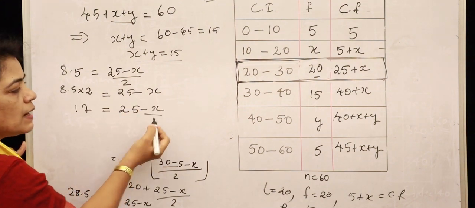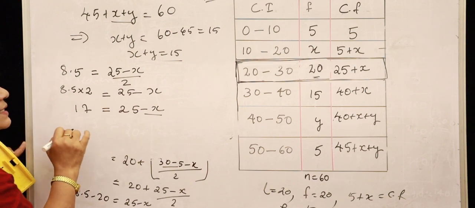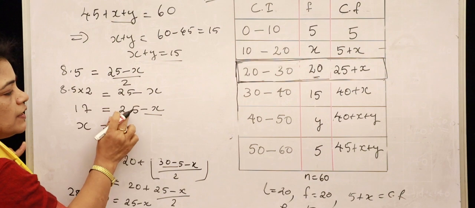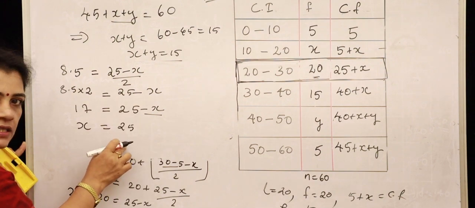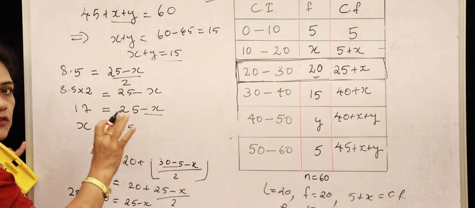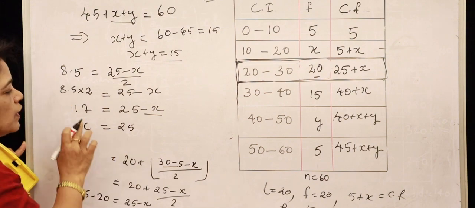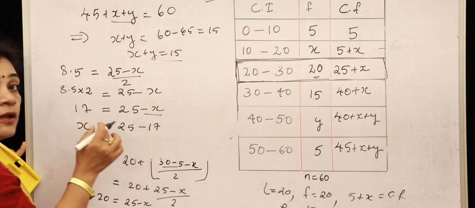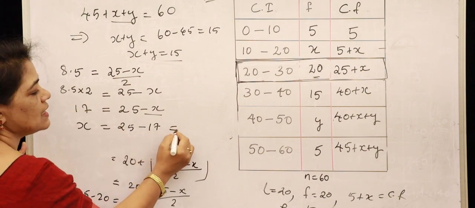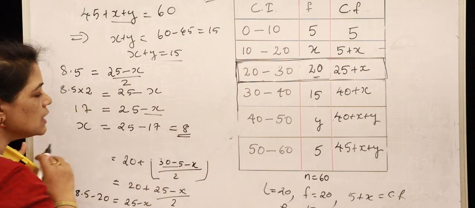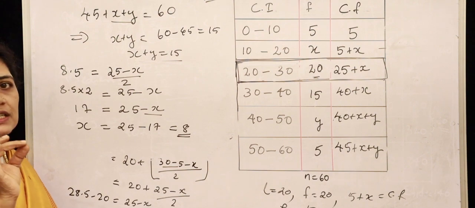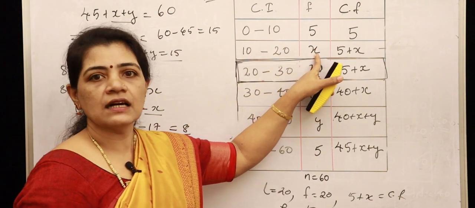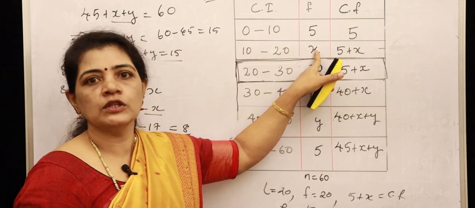So I am taking this minus X to LHS, so minus X becomes X is equal to 25. I am keeping 25 in RHS itself, so there is no change of sign for 25, positive 25, but 17 becomes minus 17. So 25 minus 17 is 8. So we have got the first missing frequency, that is X value as 8, frequency of the second class interval, that is X is equal to 8.